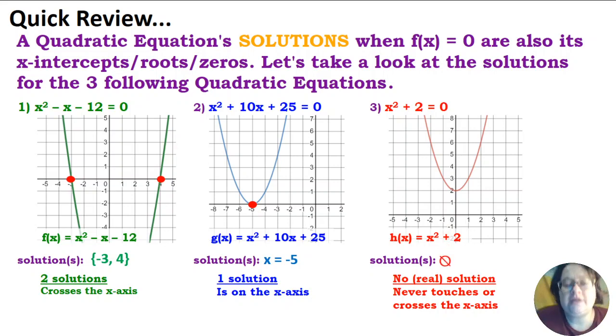Now, we looked over these last week. However, with this last one being the empty set, no real solutions, if you recall, I mentioned we'd talk about those later. Well, later is now. So we are going to start talking about how we find those non-real solutions. And to start with, we're going to look at the discriminant.